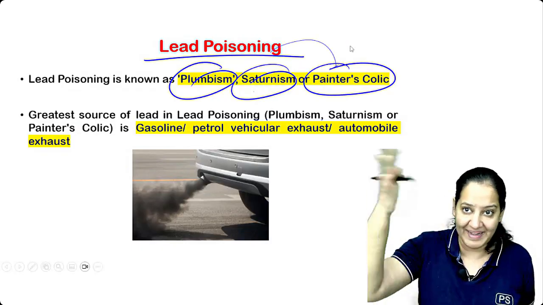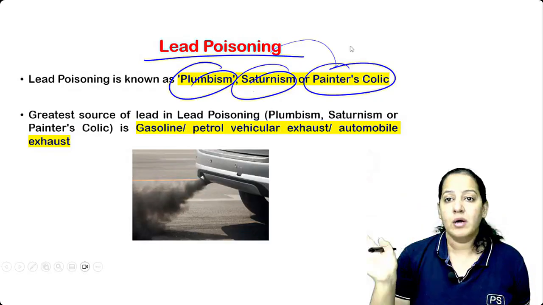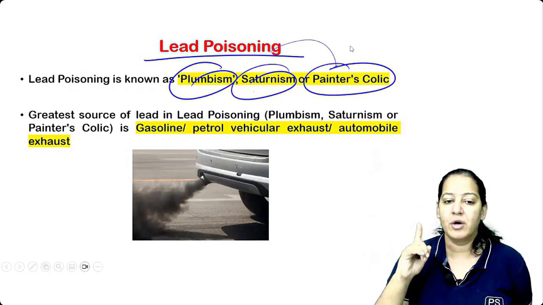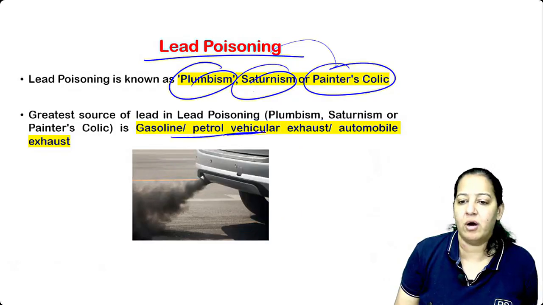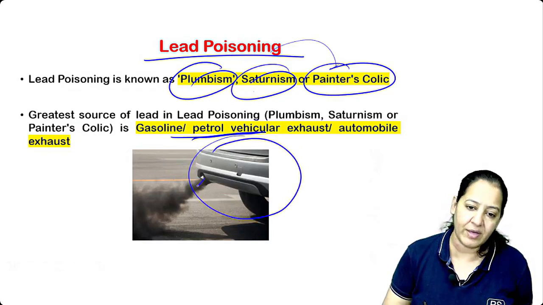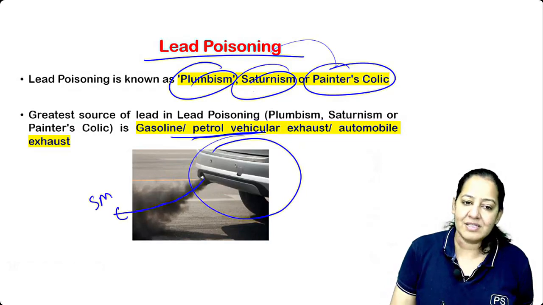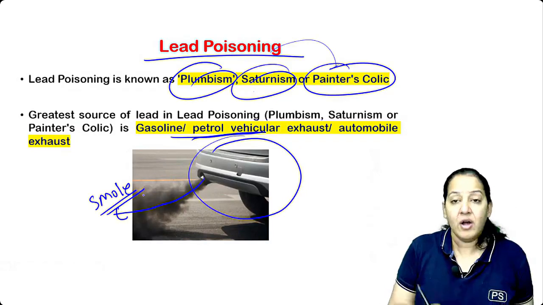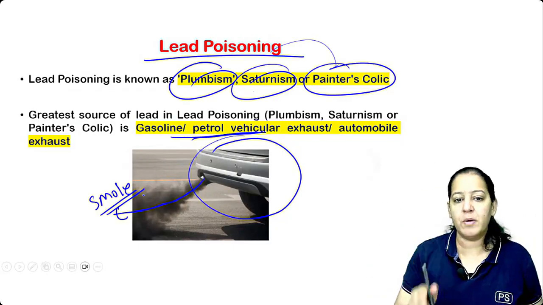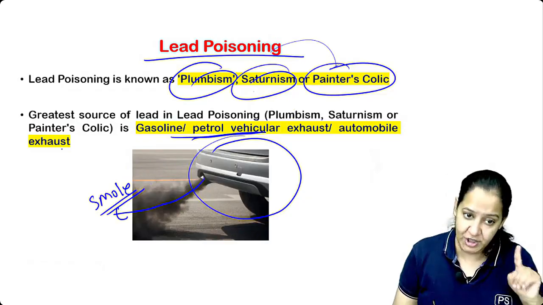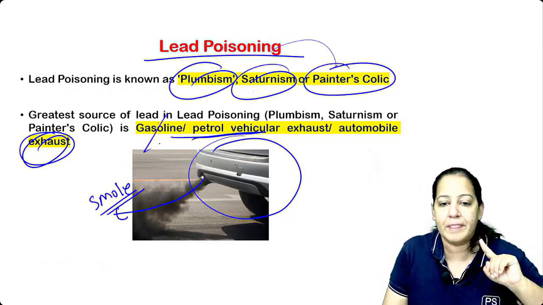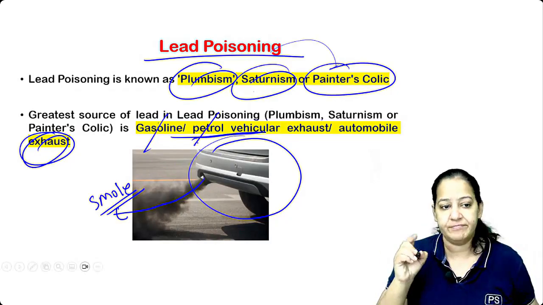The one who is doing the painting on the walls, who colors the house, will commonly have this. Most common source is petrol, which contains lead. We all know petrol contains lead. Whenever there is a vehicle, you can see the smoke coming out. This smoke or exhaust contains lead. If someone is inhaling it too much, the person can have lead poisoning. So the most common route is inhalation of the smoke or dust coming out of the vehicle, because petrol contains lead. This is the most common cause.